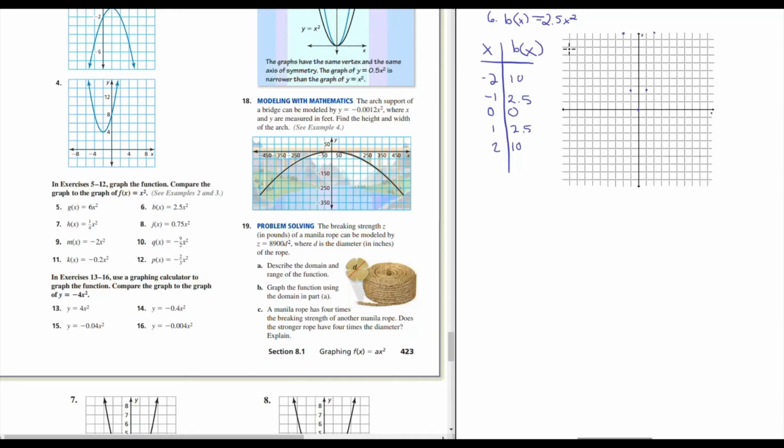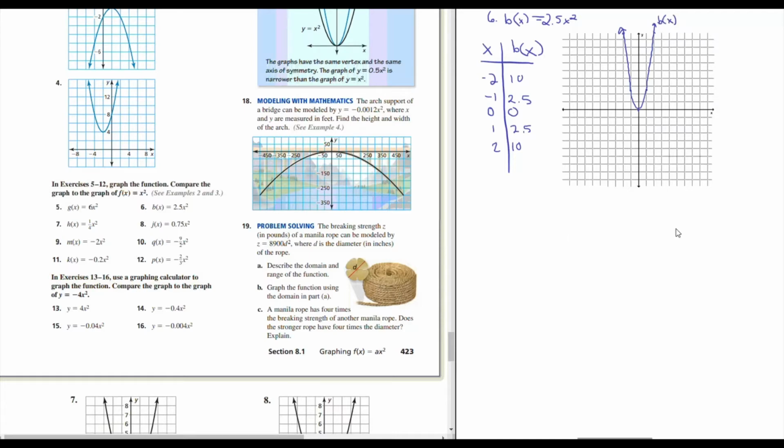So again, all of these graphs, because they are quadratic functions, should be parabolas. They should all be U-shaped. So if you get anything other than a U-shaped graph, you know that some of the values you got out when you input values are incorrect if you don't get that perfect U shape. And there we go, this is b of x.